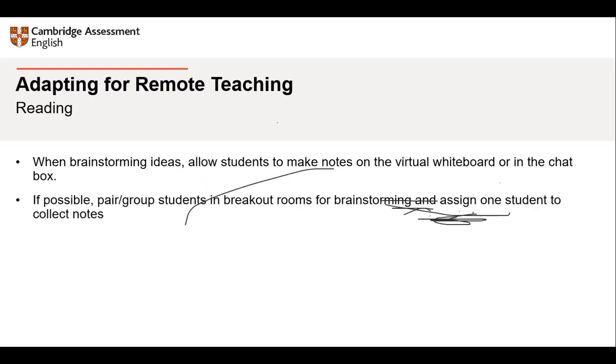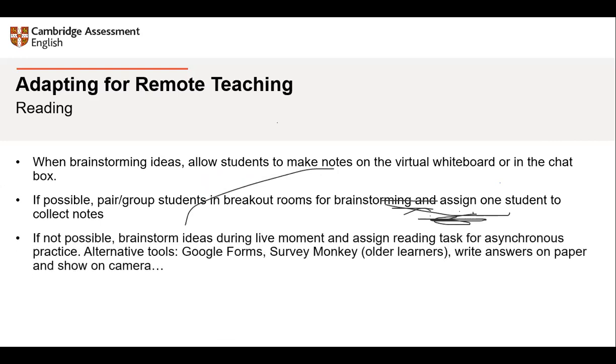If possible, pair or group students in breakout rooms for brainstorming, and then assign students to collect notes. If not possible, brainstorm ideas during the live moment. And then if the live moment is very short, you can assign the reading task for asynchronous practice. And you can use alternative tools, for example, Google Forms, SurveyMonkey for older learners.